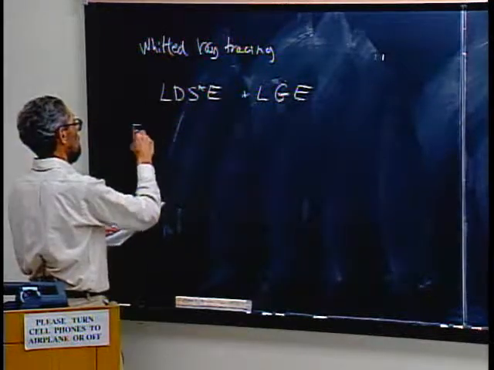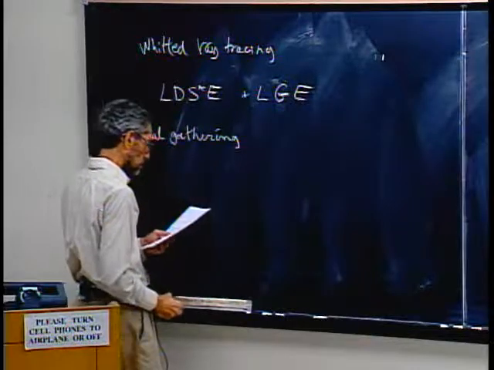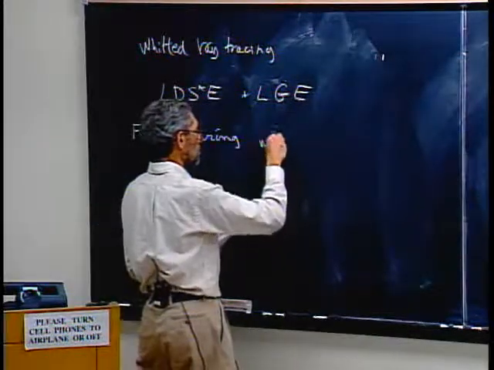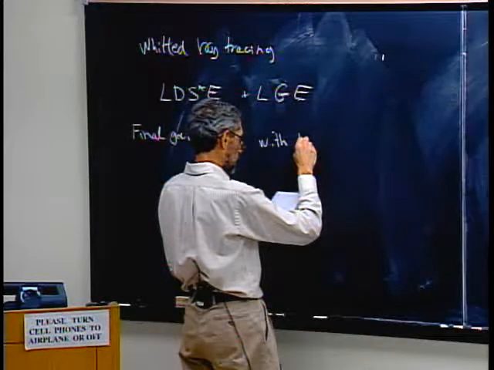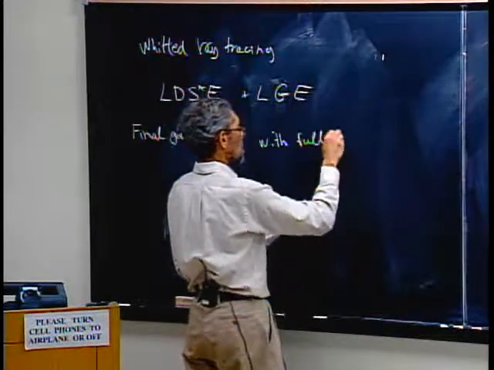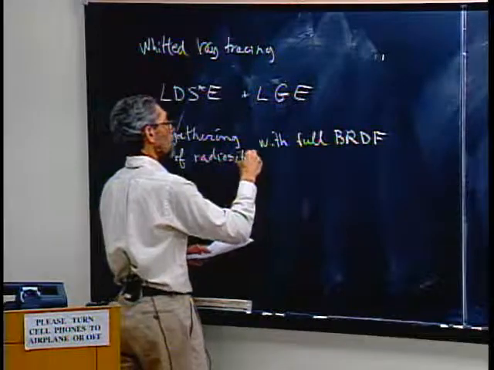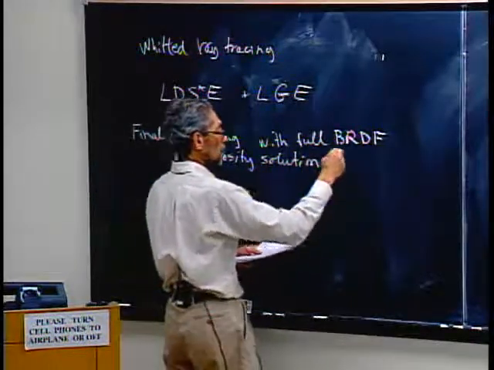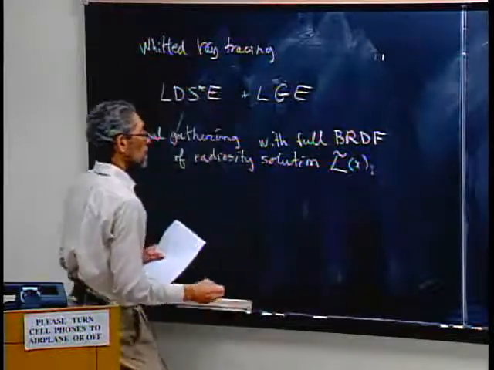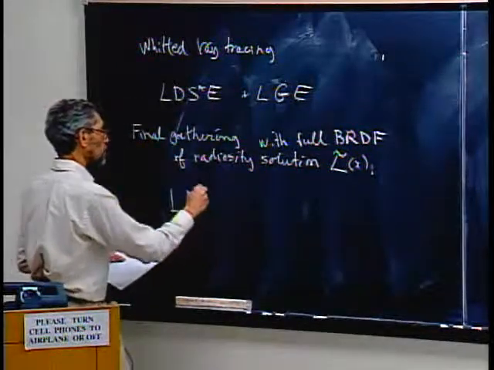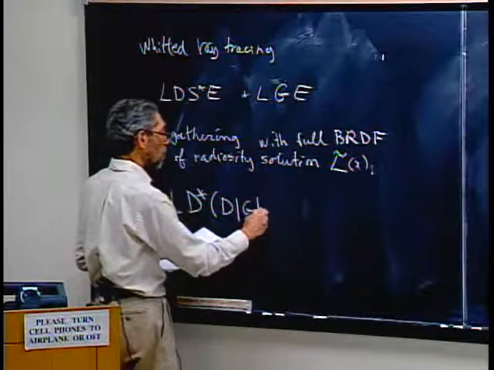Suppose we do what I talked about last time, final gathering, with the BRDF of a radiosity solution. What did I call it? L tilde of x. So what that means is that radiosity solution had all of the LD* to it, but then we get a D or a G or even an S, right?